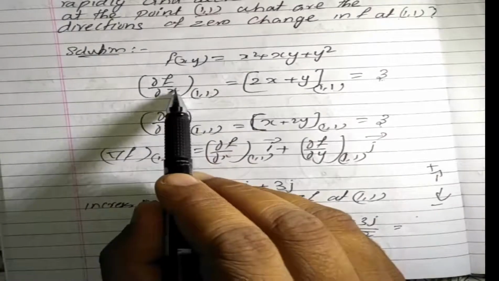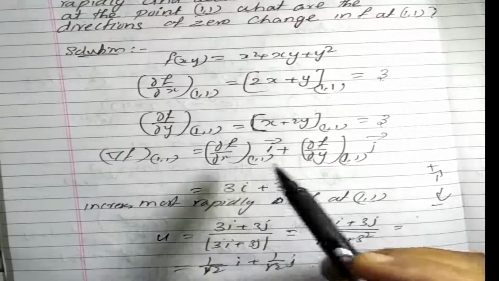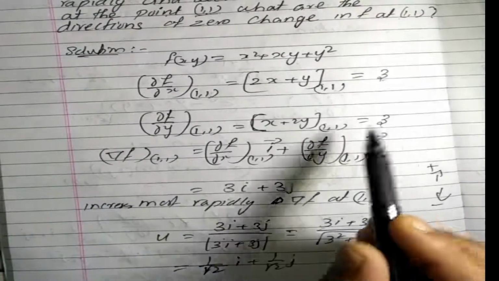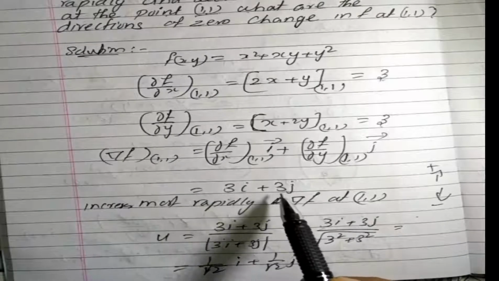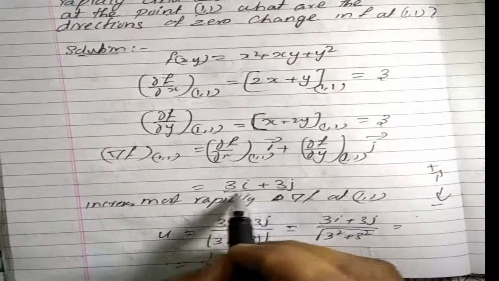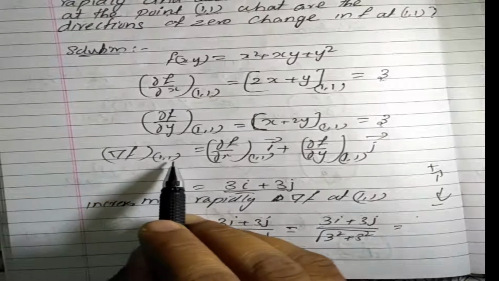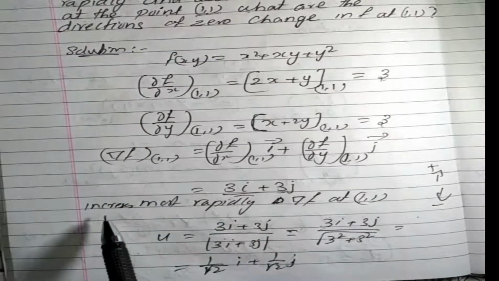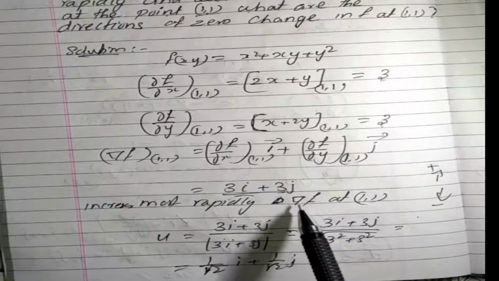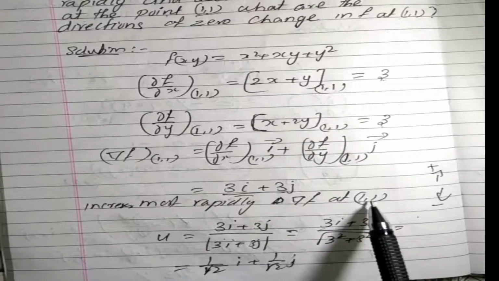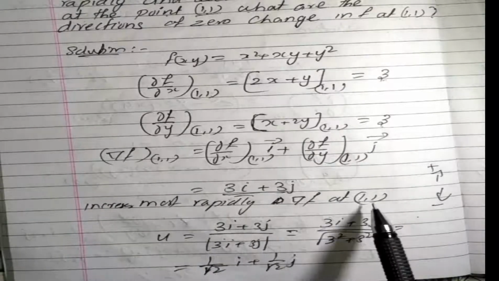Adding these two, what do we get? 3i plus 3j. 3i plus 3j is the value of the gradient of f at (1, 1). Then, increases most rapidly means the gradient of f at the point (1, 1). These are the questions in the problem.